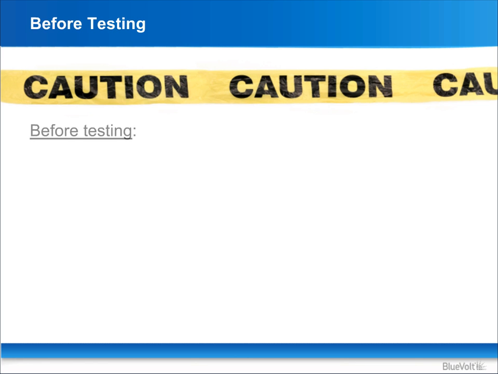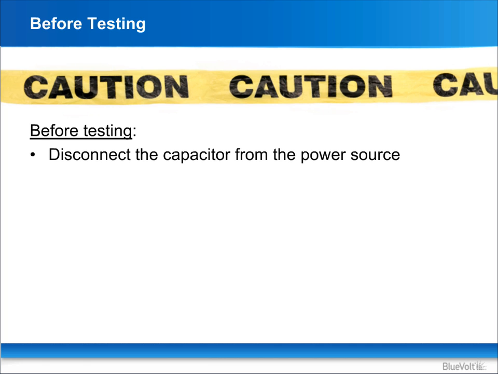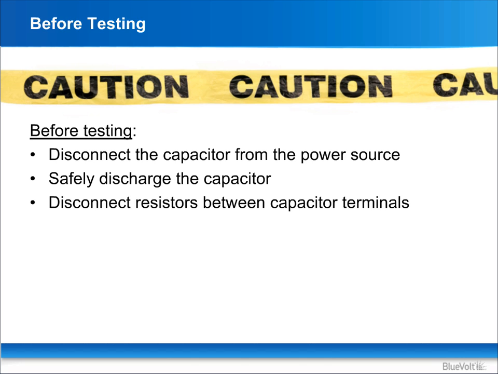Caution: before testing, disconnect the capacitor from the power source and safely discharge the capacitor. You must also disconnect any resistors between the capacitor terminals. The purpose of resistors is to limit the amount of current getting into the capacitor to prevent damage to it. You must disconnect resistors because they may be holding a charge and you want to be sure you are measuring only the capacitance of the capacitor itself.